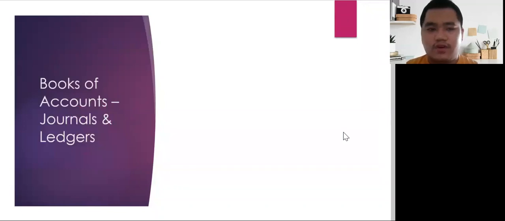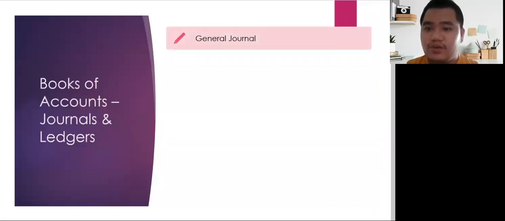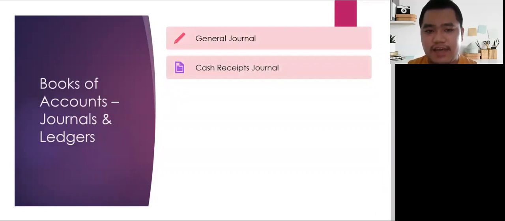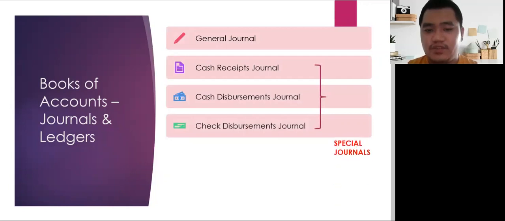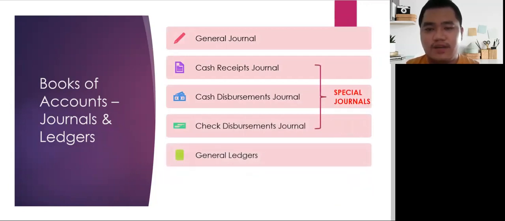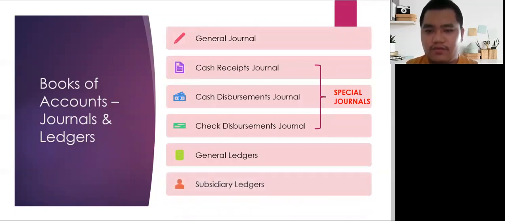So for the books of accounts, journals, and ledgers, we have the general journal. The general journal is used to record transactions not recorded in the special journals. And the special journals are as follows. So we have the cash receipts journal, cash disbursements journal, and check disbursements journal. The general ledger summarizes all transactions recorded in the journals. And then for subsidiary ledgers, they show the details or the breakdown of each control account in the general ledger.